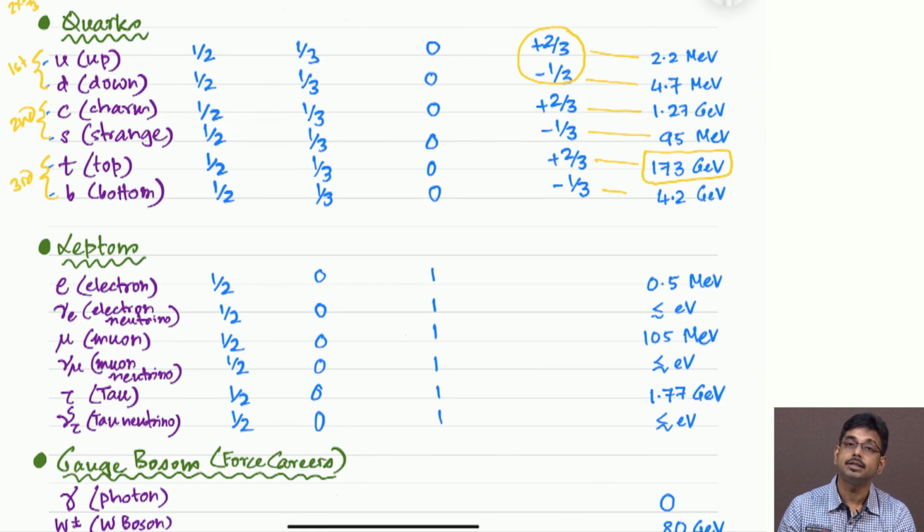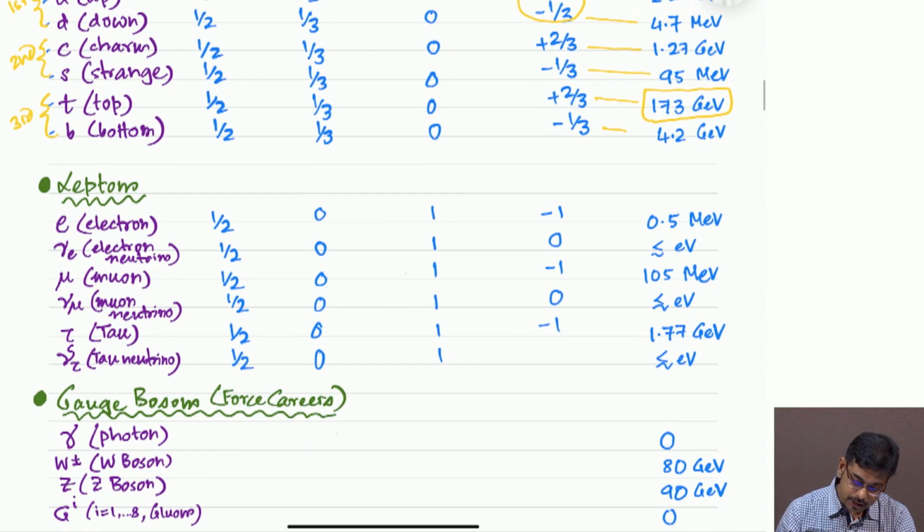What about the electromagnetic charges of the leptons? We all know that the electron has an electromagnetic charge of -1 unit. Neutrino does not possess any electromagnetic charge, so it is 0. Muon has an electromagnetic charge once again of -1 unit, muon neutrino has 0, tau will have an electromagnetic charge of -1 unit, and tau neutrino will have 0.